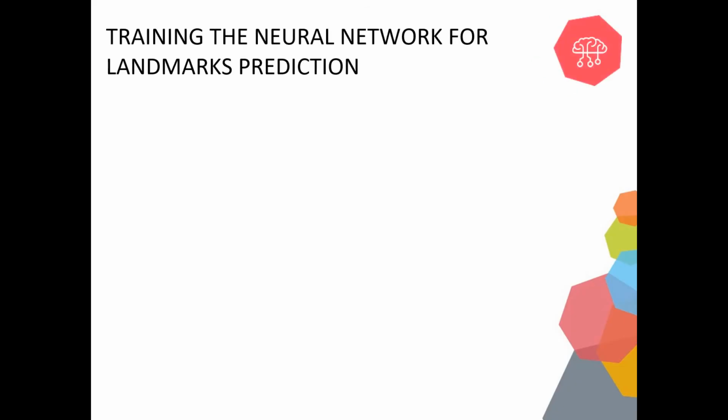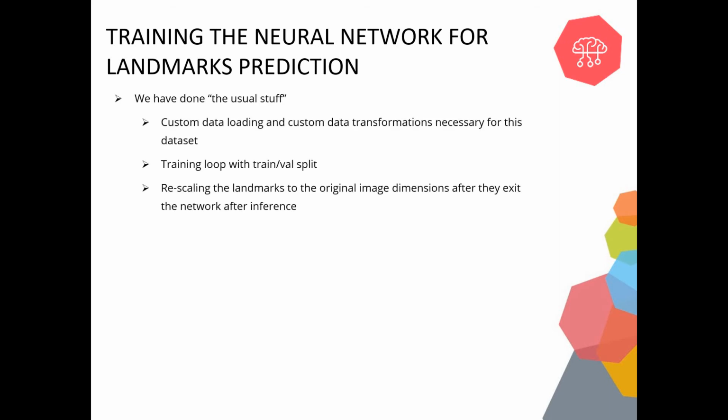When training the neural network for landmarks prediction, we have done the usual stuff, which includes custom data loading and custom data transformations necessary for this dataset, a training loop with train and validation split, and rescaling the landmarks to the original image dimensions after they exit the network after inference.